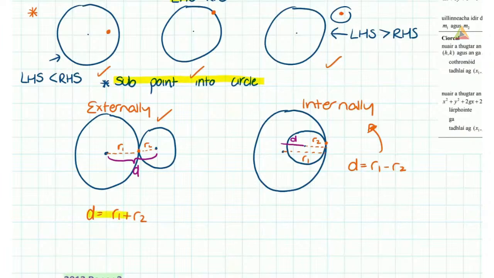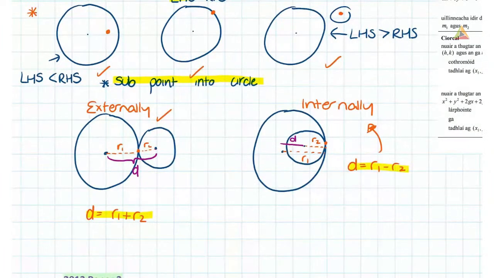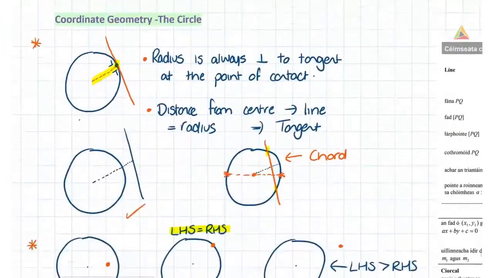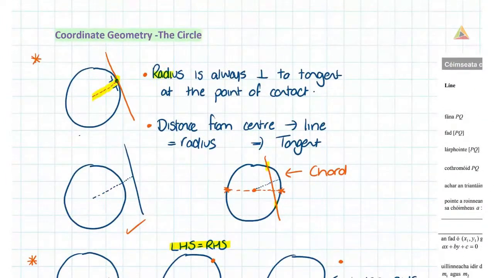Okay, so that's just, I suppose, a little bit of background information on some things. Now, I haven't covered everything, but on some things that you'll have come across in the circle. So, like I said, this one up here, that's a theorem from junior cert.